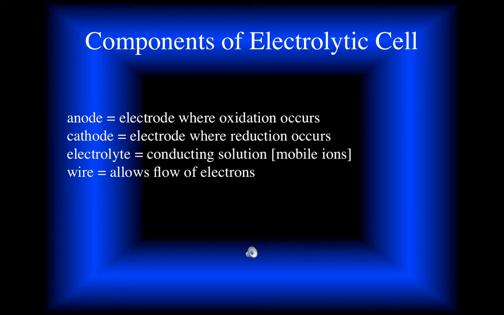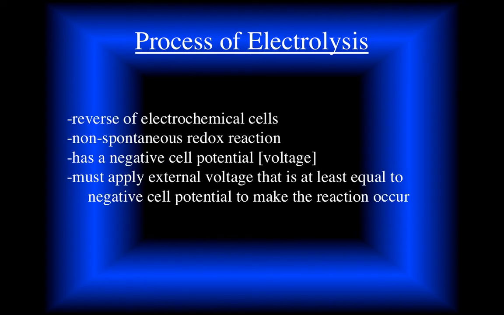Well, an electrolytic cell has an anode, has a cathode, has electrolyte, and a wire, just like an electrochemical cell. The anode is still the site of oxidation, cathode is still the site of reduction. So that stuff doesn't change, and that's fantastic. So here we've talked about how it's a reverse of electrochemical cells. It's got non-spontaneous reactions. That means a negative cell potential that we have to overcome, and we apply that voltage to make it happen.